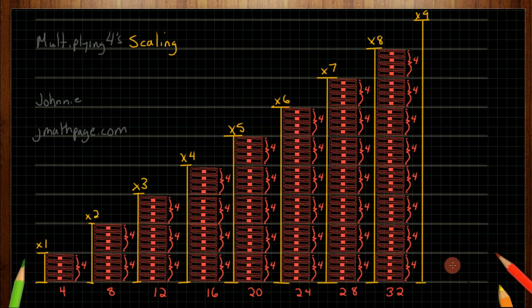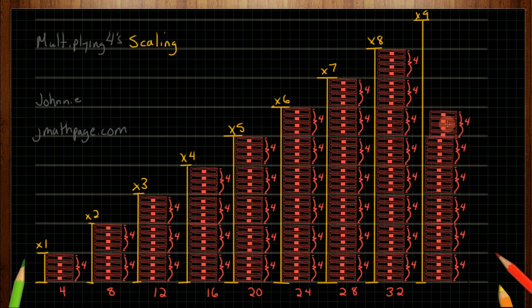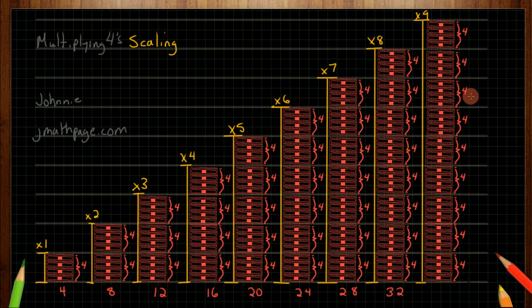Let's make one more giant stack, this time 9 stacks of 4 boxes. 1, 2, 3, 4, 5, 6, 7, 8, 9. So tall. What a tall stack of boxes. Well, how many boxes are there altogether? Let's see. 4, 8, 12, 16, 20, 24, 28, 32, and 4 more give us 36 boxes.